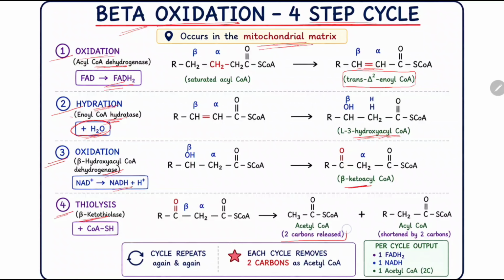product formed is 2 carbons are released, that is acetyl CoA molecule is released, and the fatty acid is shortened by 2 carbons. So this shortened fatty acid again enters the cycle again and again, removing 2 carbons each time. So this is the beta oxidation proper.